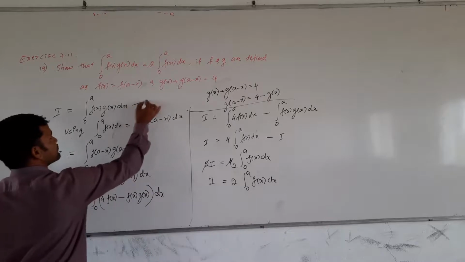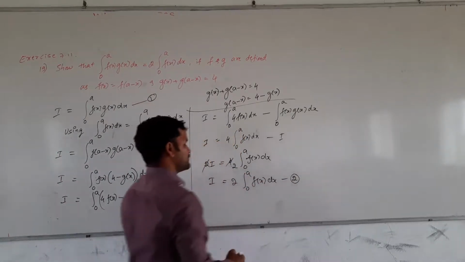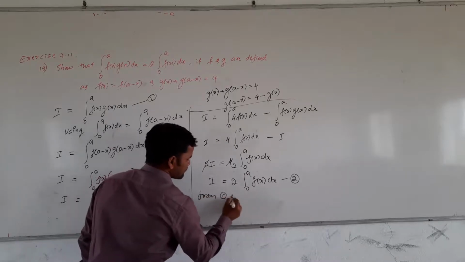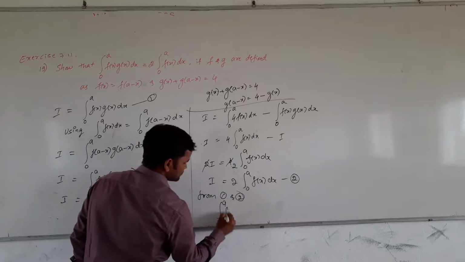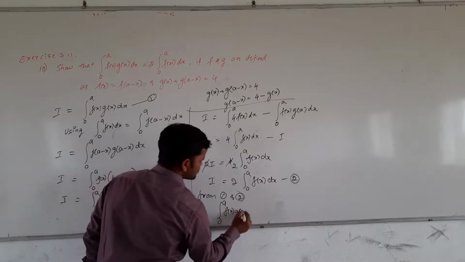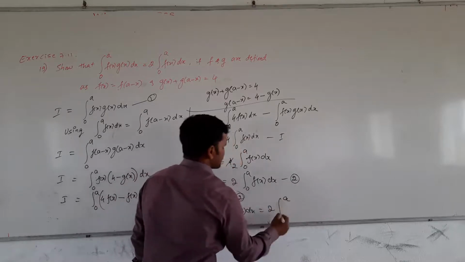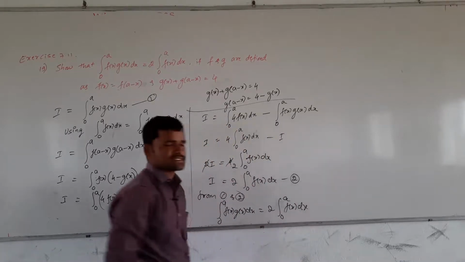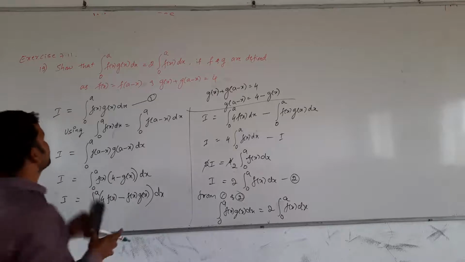If you take this as equation 1 and this as equation 2, from equation 1 and 2 we can write integrating from 0 to a f of x into g of x with respect to x is equal to 2 times integrating from 0 to a f of x dx. This is about problem number 19.